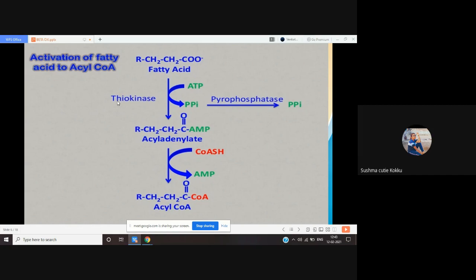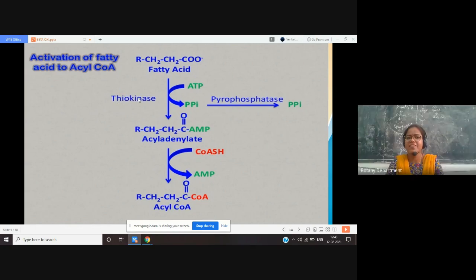Ma'am, what is the use of acetyl CoA, ma'am? See, we are discussing beta oxidation, right? This acyl CoA enters into the carnitine shuttle. First, you have to understand the importance of beta oxidation, girls. If this beta oxidation happens, we will get an end product. What? Acetyl CoA. Yes, that acetyl CoA enters into the Krebs cycle.